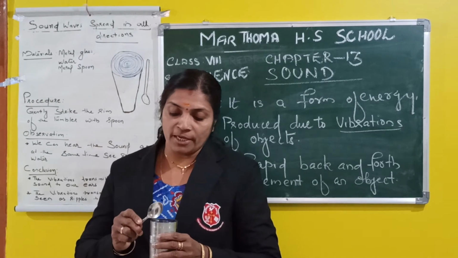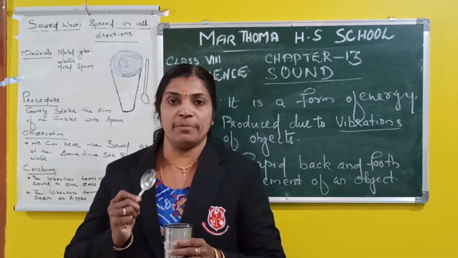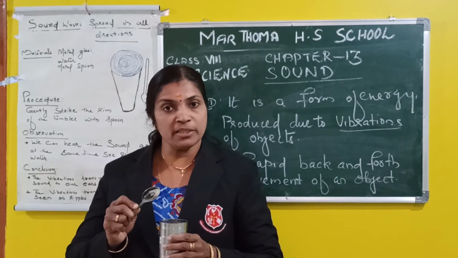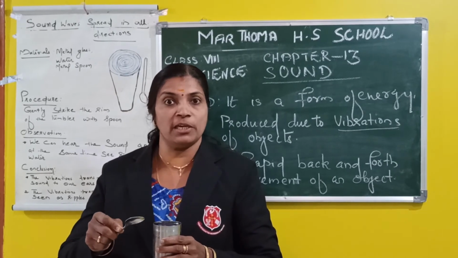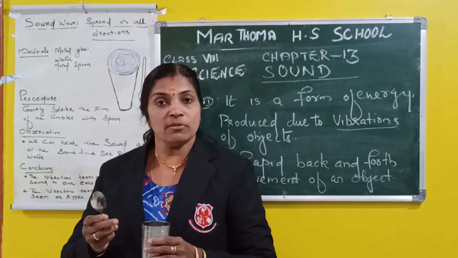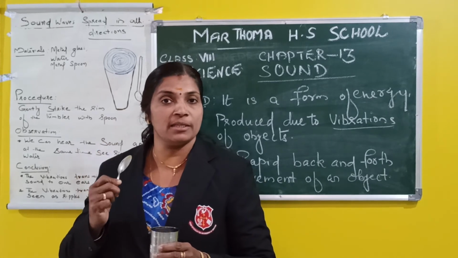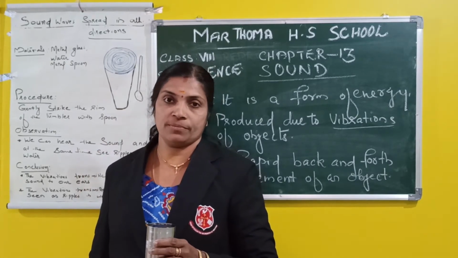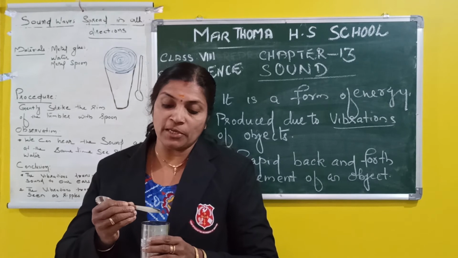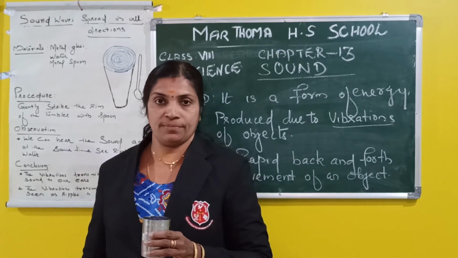When we strike on it, the tumbler and the spoon vibrate. These vibrations are transmitted into nearby air particles, and those vibrations reach our ear. That is why we are hearing the sound. Vibrations are transmitted into water also, which we see as ripples.